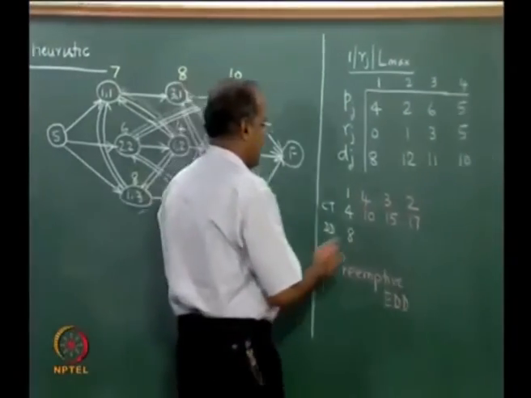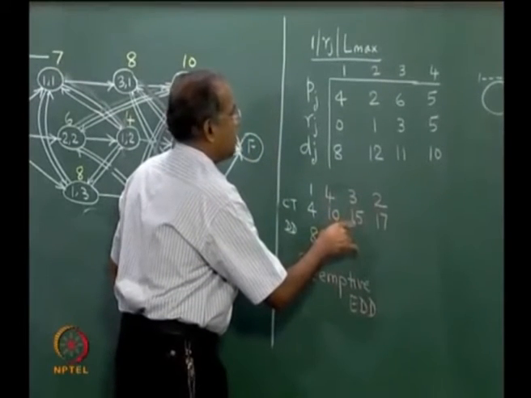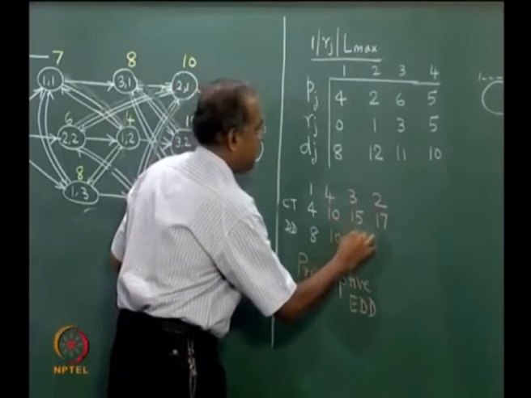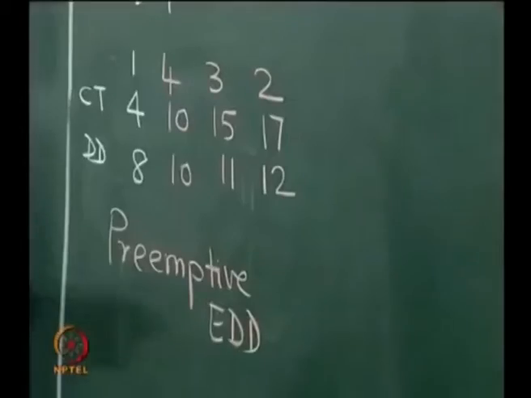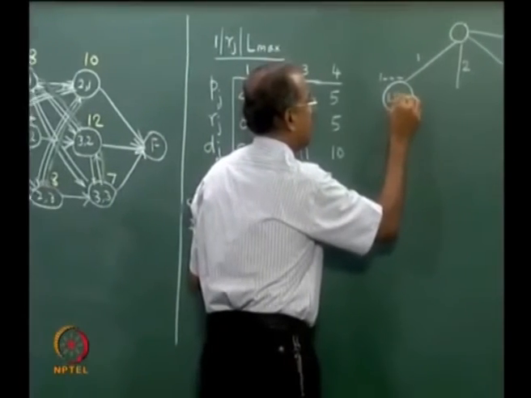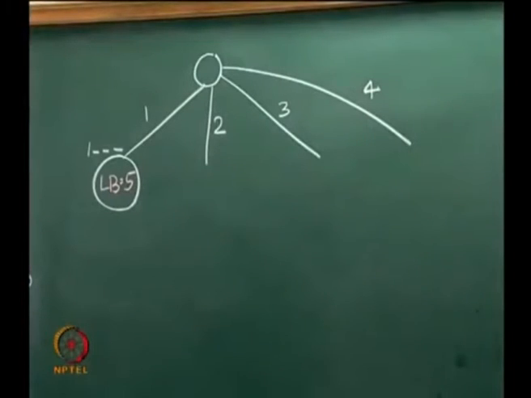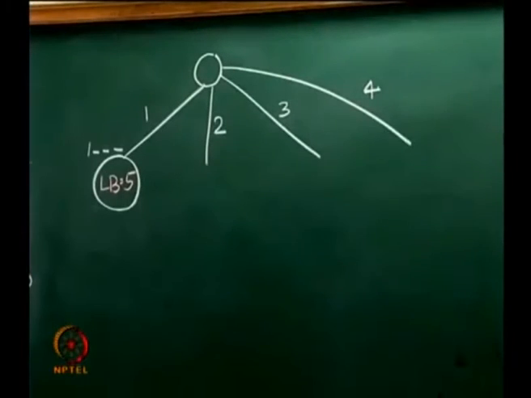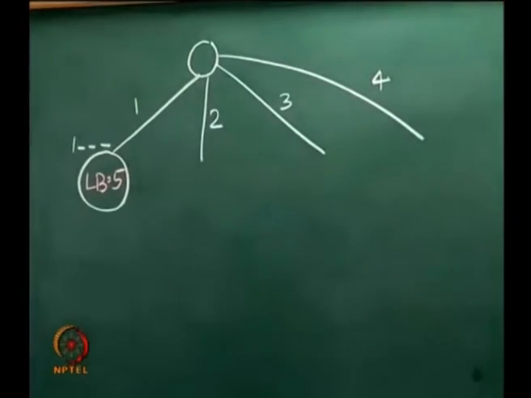Now, due dates are 8, 10, 11 and 12. So, this has maximum tardiness. So, lower bound on L max is equal to 5. Now, let me explain the computation of the other one.